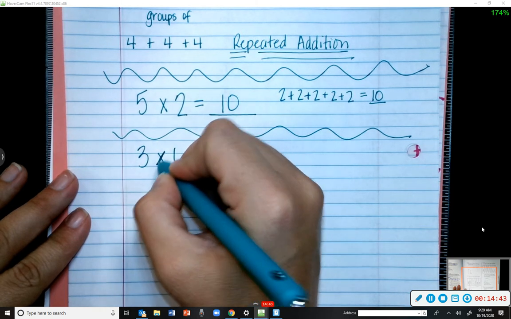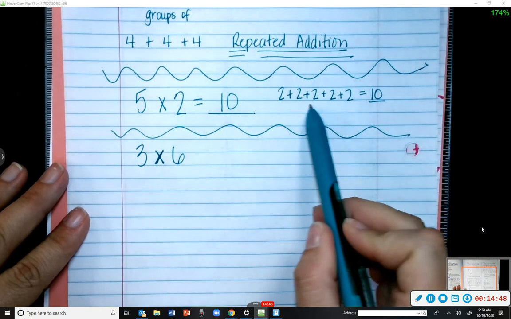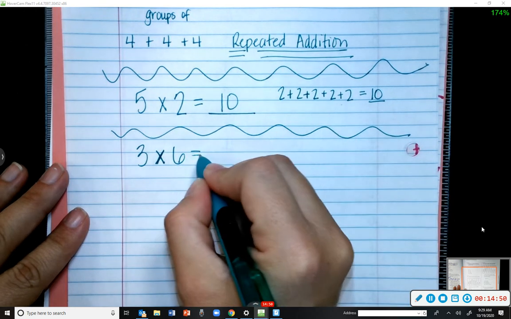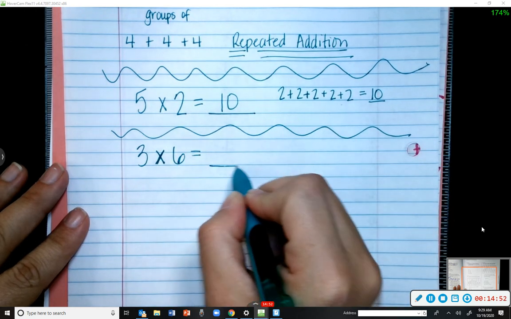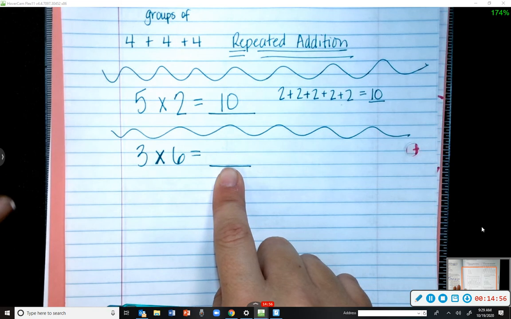What would the groups look like for 3 times 6? And what would your repeated addition look like for 3 times 6? Don't forget to also write your product on your dry erase mat or dry erase board.